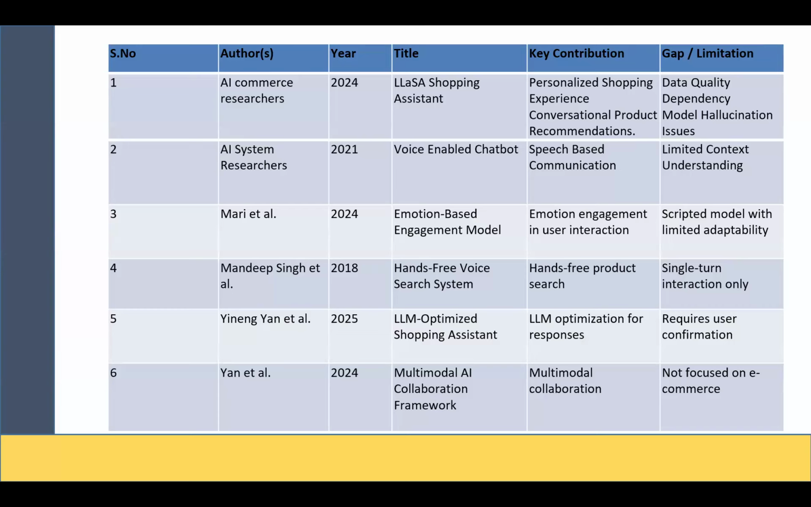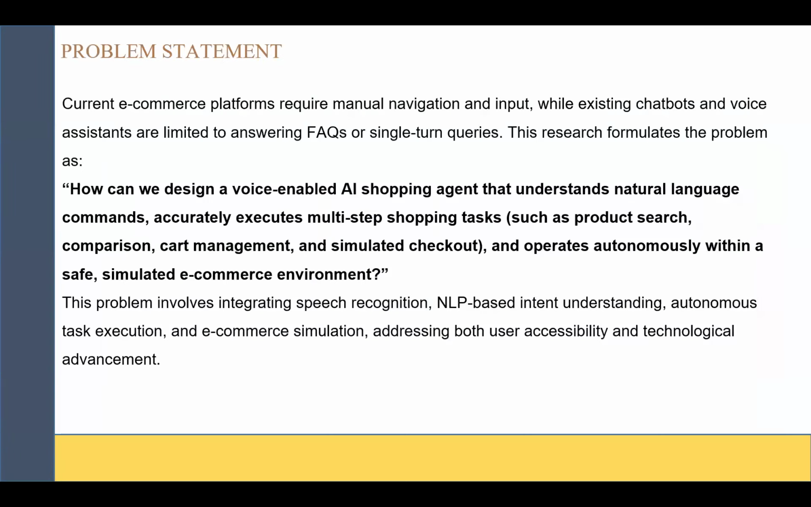So our proposed VASA system addresses this gap by combining speech to text, RASA based natural language processing, dialogue management, backend automation, and a cloud database into a unified architecture. Coming to the problem statement: how can we design a voice-enabled AI shopping agent that understands natural language commands accurately, executes multi-step shopping tasks such as product search, comparison, cart management, and simulated checkout, and operates autonomously within a safe, simulated e-commerce environment?